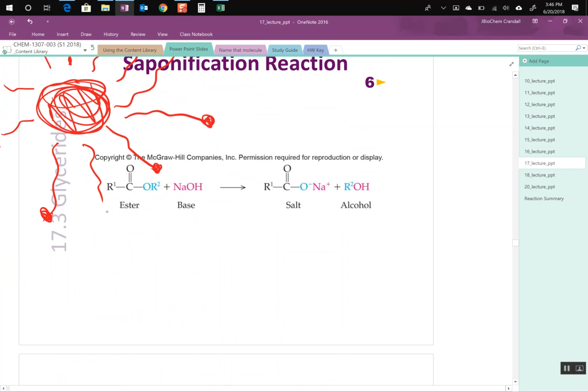Okay, so looking at the saponification here, when you have that ester group, you're going to cleave that. You're going to put this hydroxide back on to the alcohol, and then you'll be left with the acid conjugate, which is the anion, forming your salt, which is the soap, okay, and an alcohol.